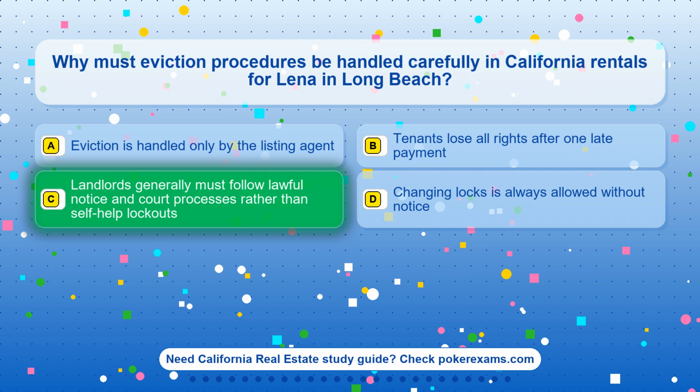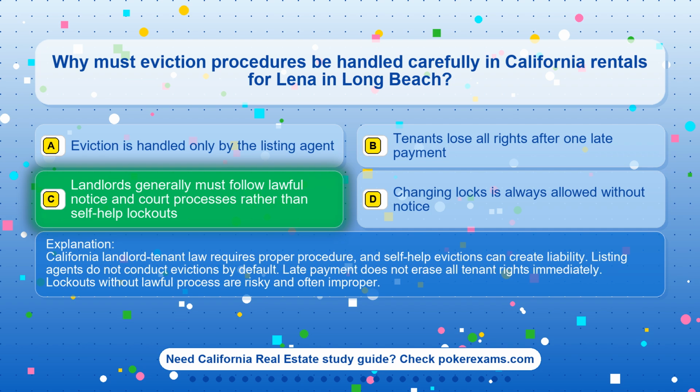The correct answer is option C. Landlords generally must follow lawful notice and court processes rather than self-help lockouts. California landlord-tenant law requires proper procedure, and self-help evictions can create liability. Listing agents do not conduct evictions by default. Late payment does not erase all tenant rights immediately. Lockouts without lawful process are risky and often improper.